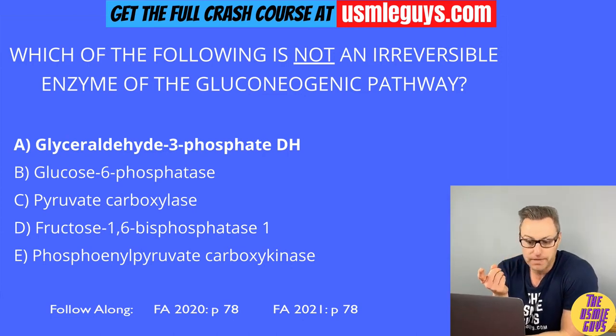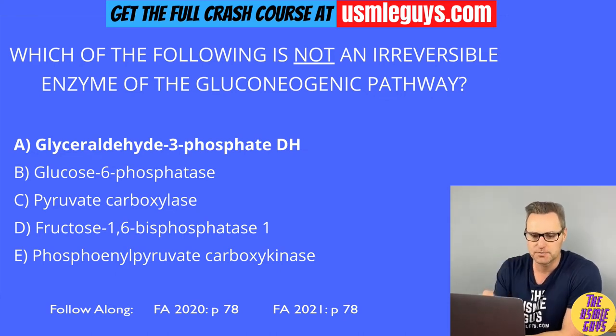By citrate, and inhibited by what? Two things, AMP and fructose 2,6-bisphosphate. Now, your final irreversible gluconeogenic enzyme is glucose 6-phosphatase. That converts glucose 6-phosphate into what? Into glucose. All right, let's move on to the next question.